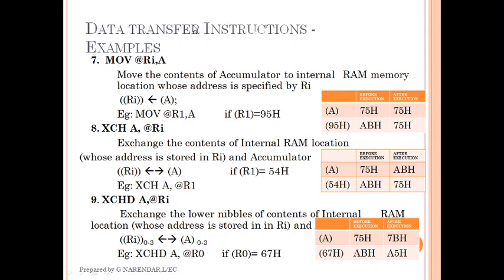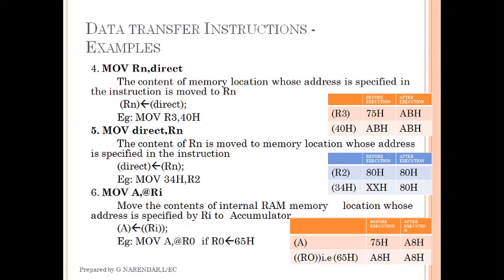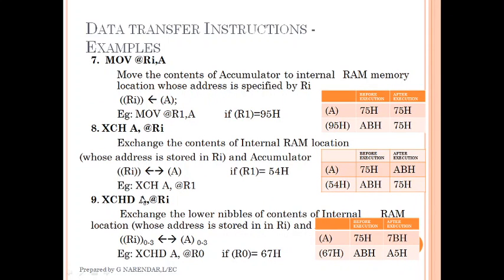It is MOV @Ri, A. You can see that this is exactly the interchange of source and destination when compared to the sixth instruction, MOV A, @Ri. Here, source and destination are interchanged. Ri can be R0 or R1 only. We cannot use R2 or R3 in place of Ri.